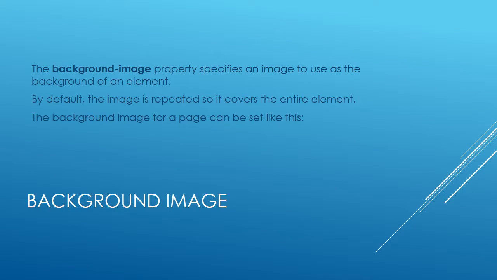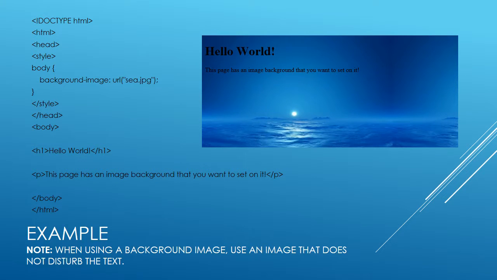The background-image property specifies an image to use as the background of an element. By default, the image is repeated so it covers the entire element. The background image for a page can be set like this. Example. Note: when using a background image, use an image that does not disturb the text.